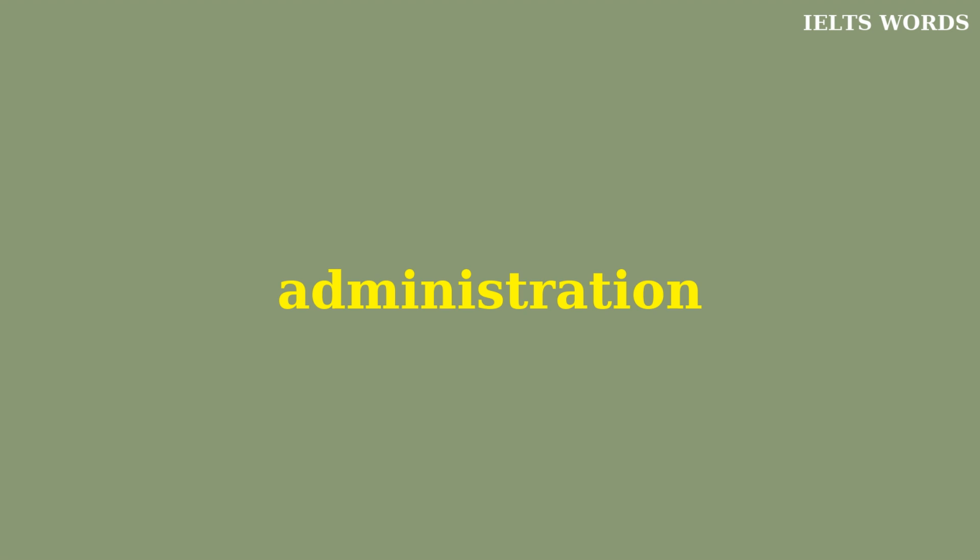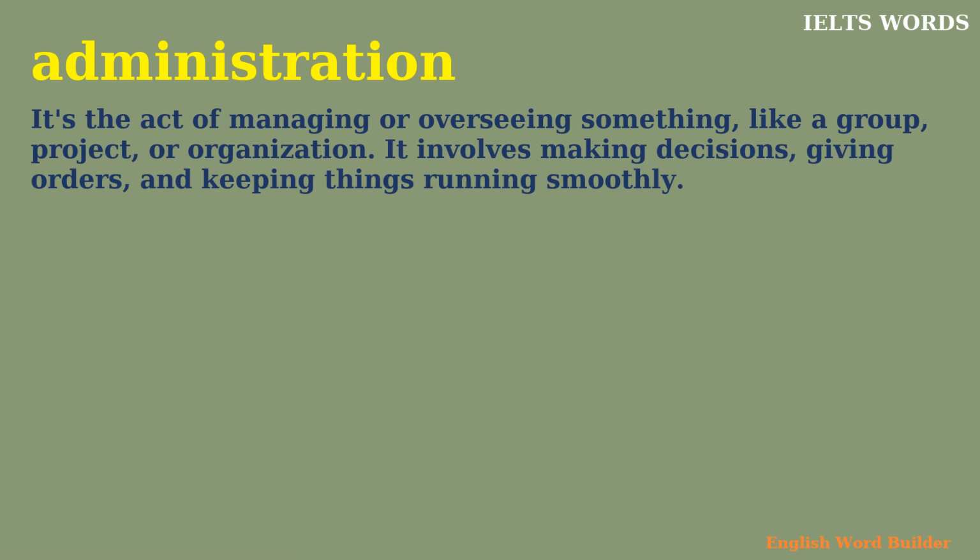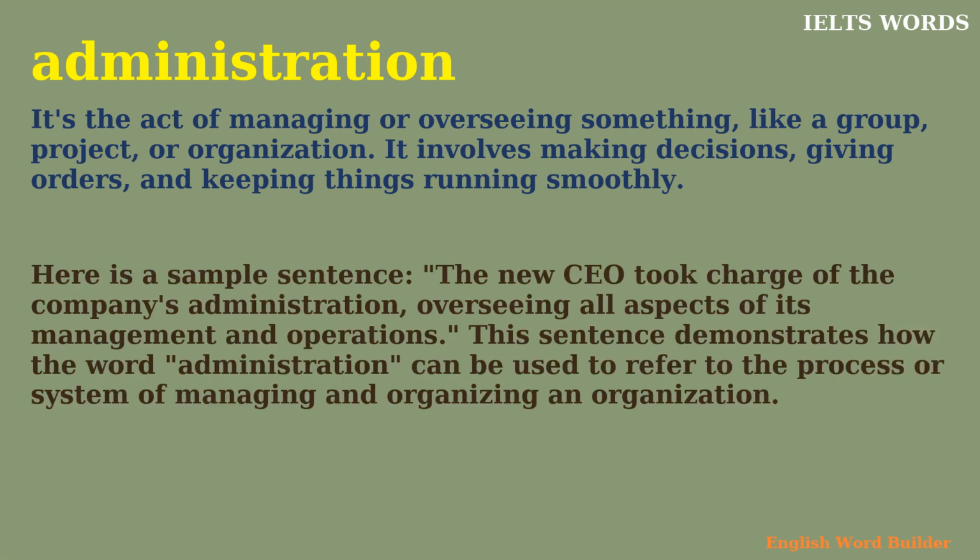Administration. It's the act of managing or overseeing something, like a group, project, or organization. It involves making decisions, giving orders, and keeping things running smoothly. Here is a sample sentence. The new CEO took charge of the company's administration, overseeing all aspects of its management and operation. This sentence demonstrates how the word administration can be used to refer to the process or a system of managing and organizing an organization.